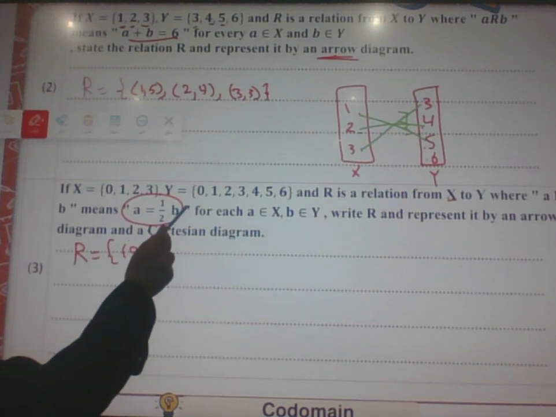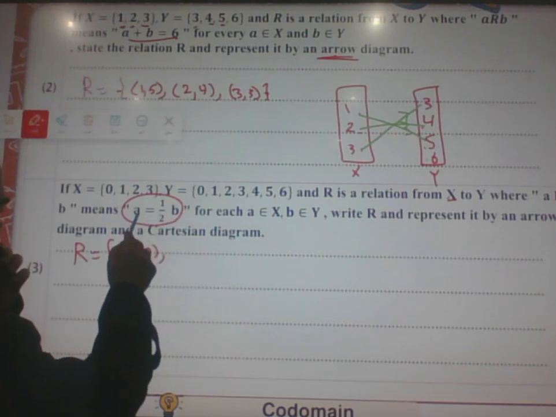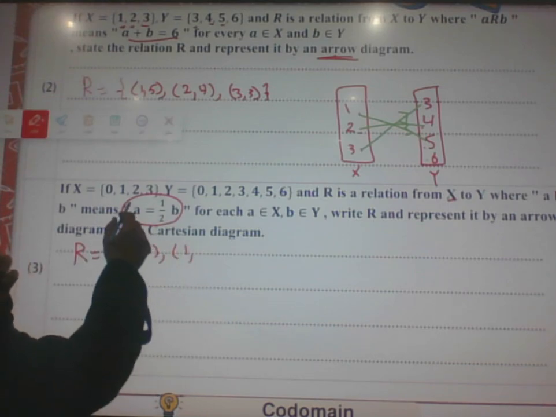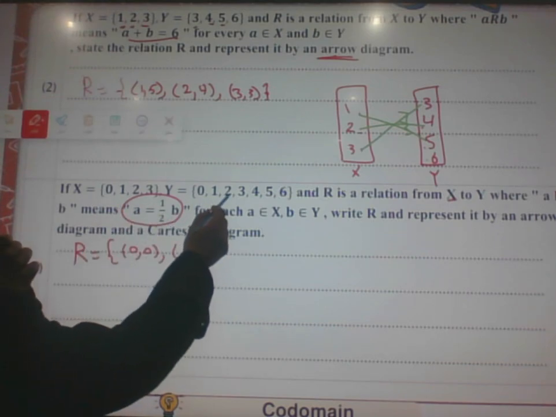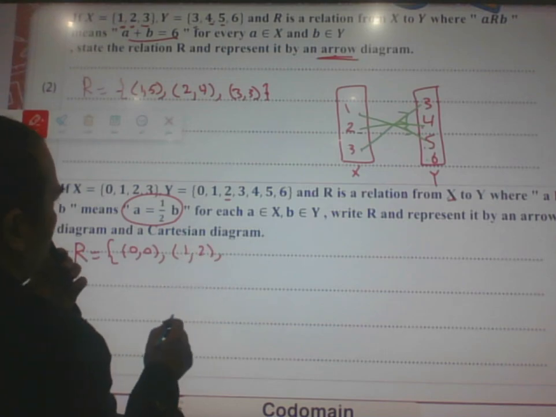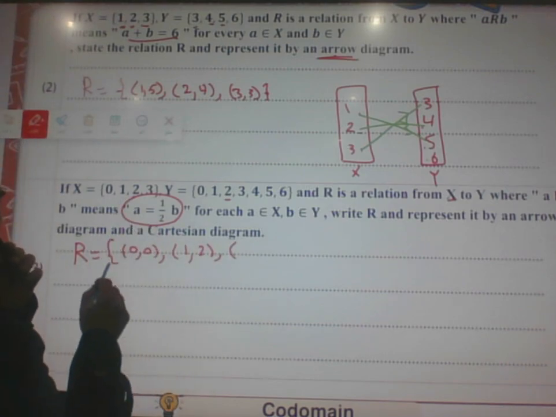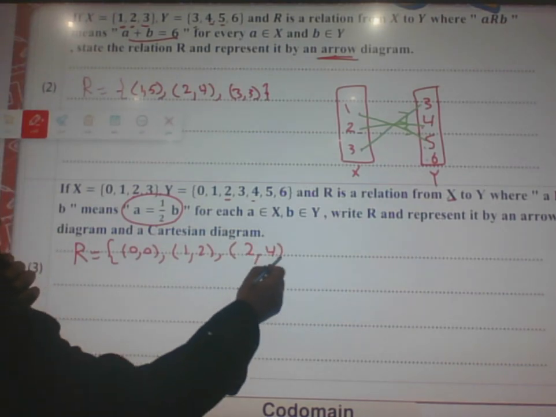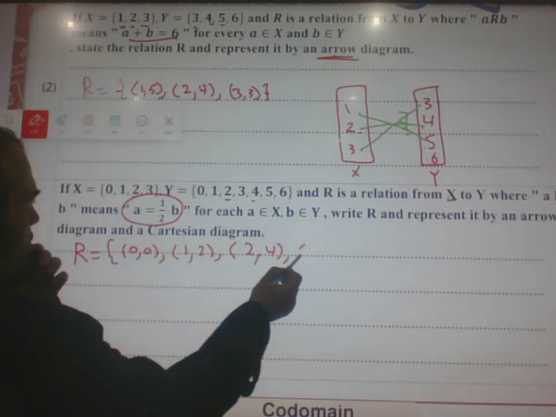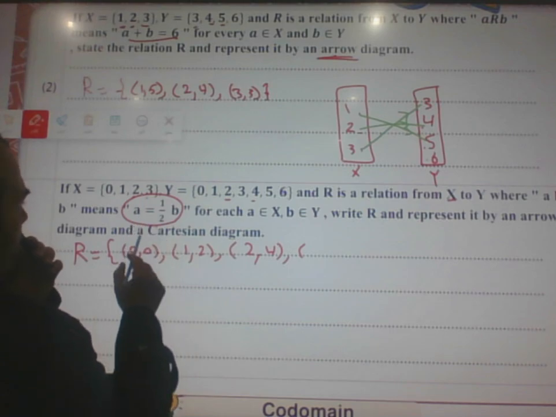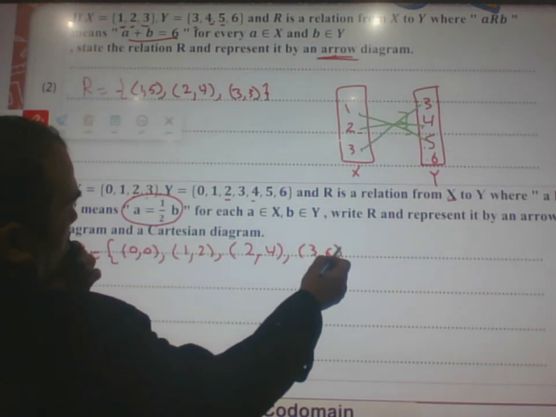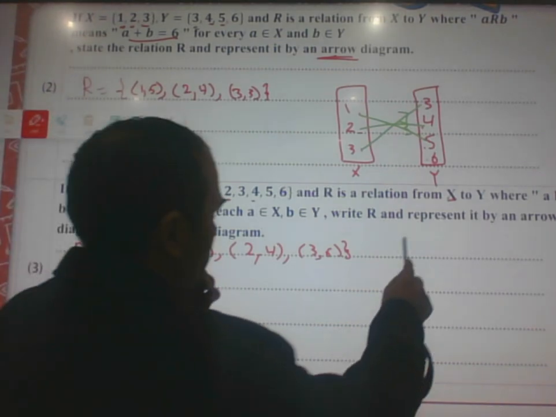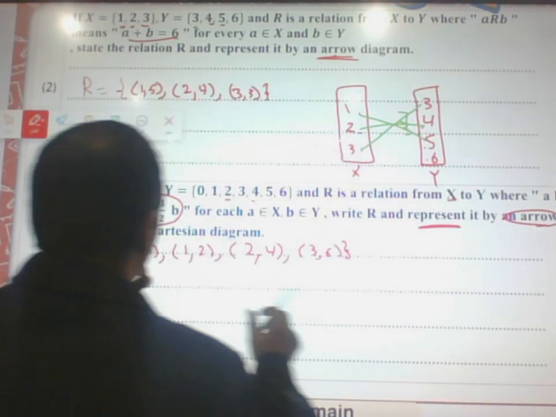If you put here 0, then half of 0, half multiplied by 0 equals 0. And 0 is 0, and then 1, half of what? 1 is half of 2. 1 and 2. And then 2 is half of what? 2 is half of 4, right? 2 and 4, okay? And next, you can write the digits here, 3, half of 6. Now with the relation between them, we want to represent it by an arrow diagram and a Cartesian diagram.